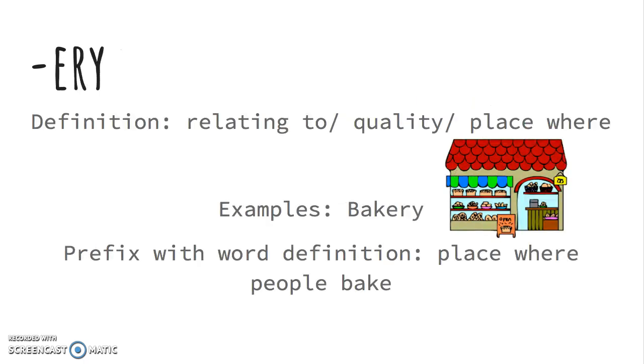Now for ery, which is the E-R-Y suffix, we are going to be relating to, quality, or a place where, and that's the definition of this word part. So if we have a bakery, we have the word bake in there, and if you put ery at the end, it is a place where people bake. So you can see where the ery makes it a place where.